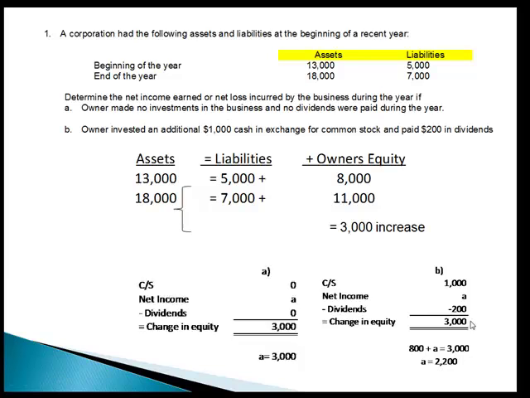If we do the same thing for scenario A, where there were no investments and no dividends, our three pieces to equity are common stock, net income, and dividends. There was no change in common stock, no change in dividends. That means that the whole change of 3,000 was related specifically to net income.